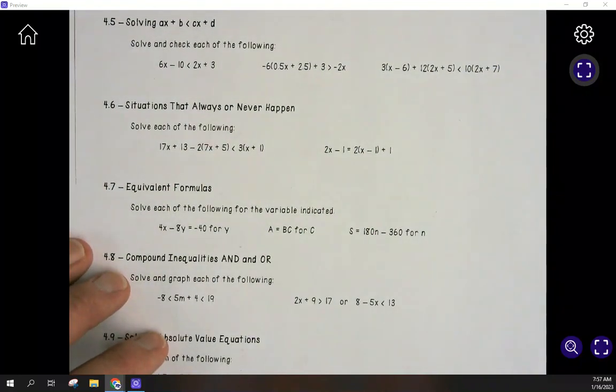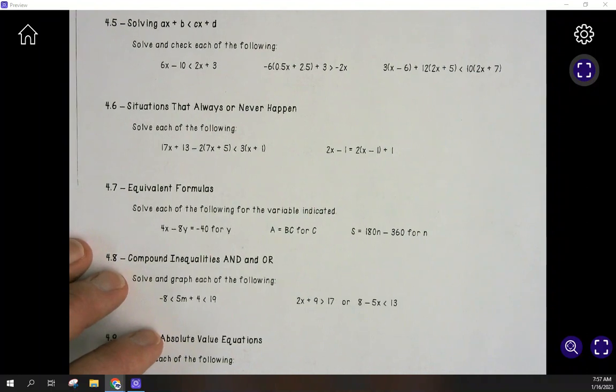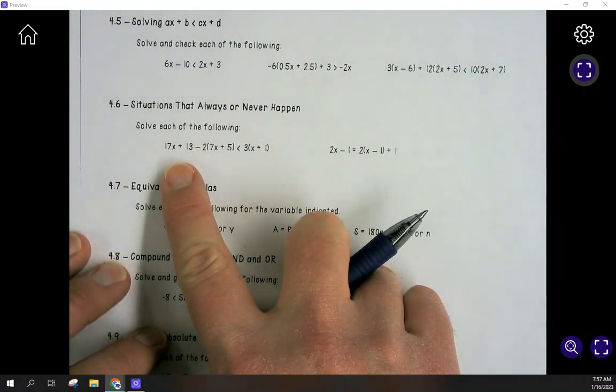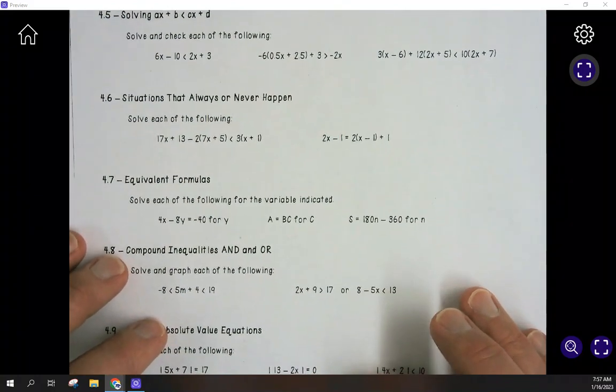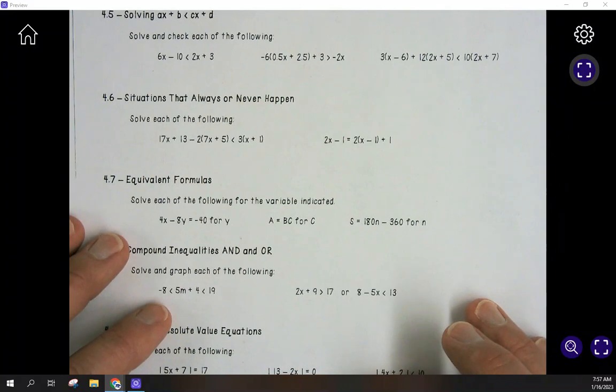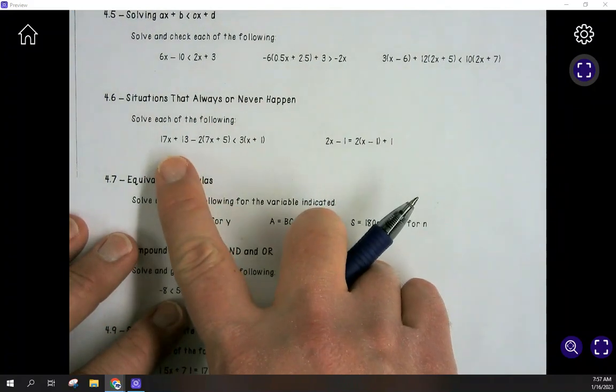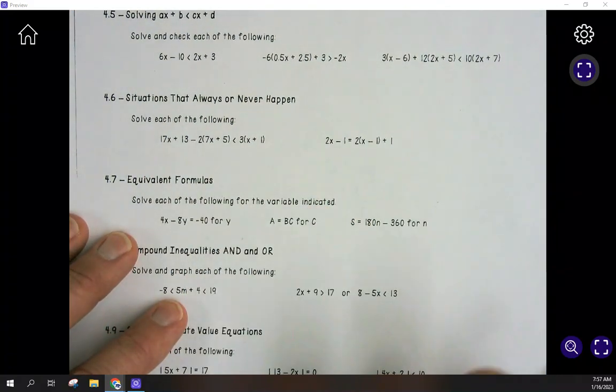Here's some special cases. So we're going to take a look at 4.6 here. Situations that always or never happen. This is when you're going to get those no solutions, and this is when you're going to get those all real numbers. Okay, so let's go ahead and see what happens here.